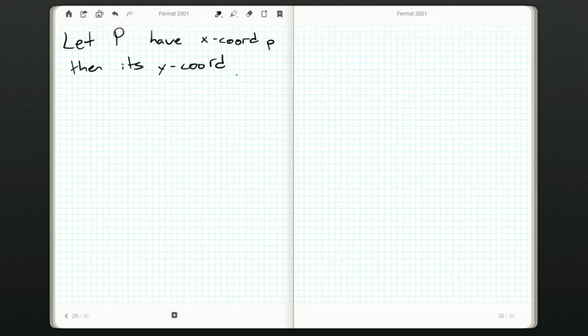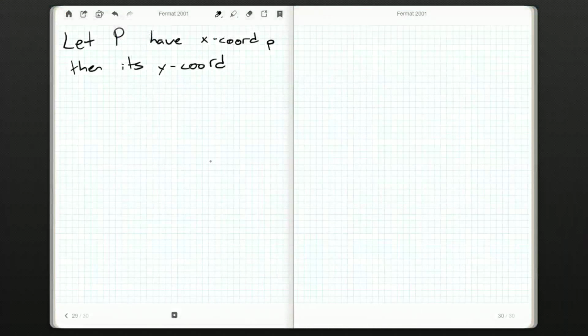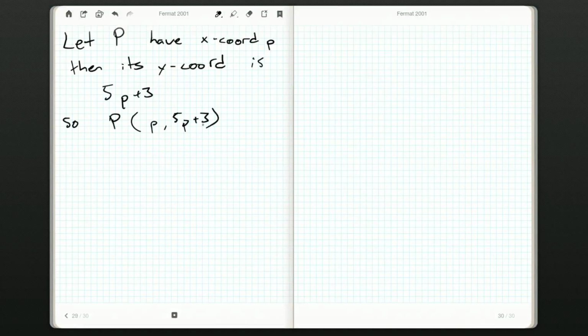Now I can determine its y-coordinate in terms of its x-coordinate, because I know it lies on this given line, 5x plus 3. So I know that the y-coordinate is 5p plus 3. So P is at (p, 5p plus 3). Okay.